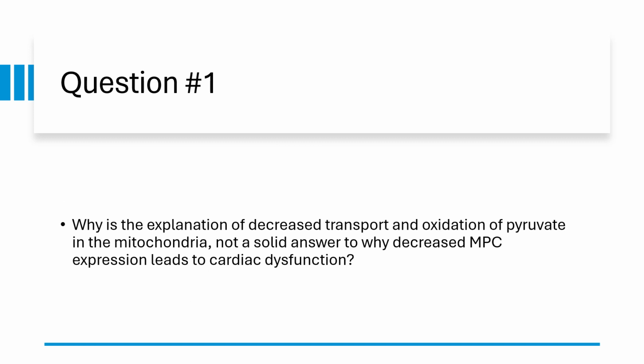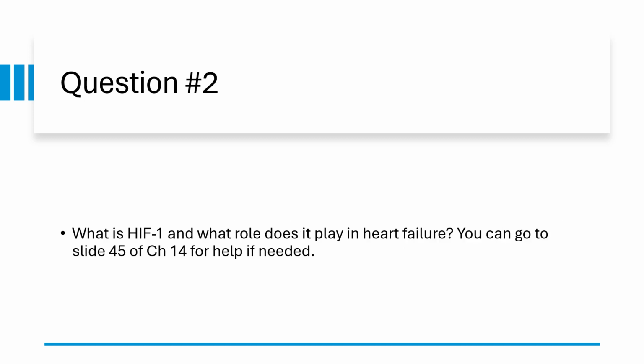And so this leads to my first question. Why is the explanation of decreased transport and oxidation of pyruvate in the mitochondria not a solid answer to why decreased MPC expression leads to cardiac dysfunction? And for my question number 2, I have: what is HIF1 and what role does it play in heart failure?